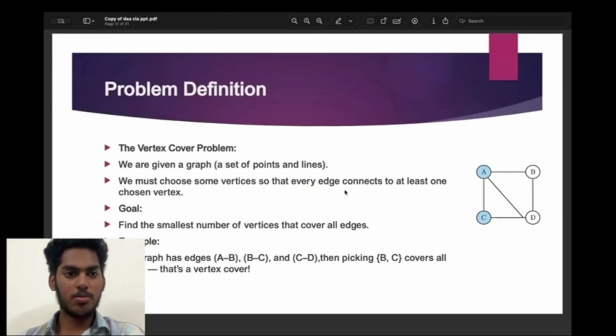In the vertex cover problem, we are given a graph, a set of points and lines. We must choose some vertices so that every edge is connected to at least one chosen vertex. The goal is to find the smallest number of vertices that cover all edges. Example, if a graph has edges A to B, B to C, and C to D, picking B and C covers all edges. That's a vertex cover.